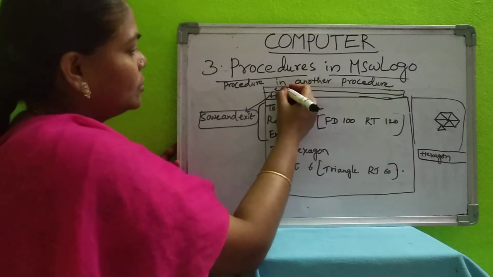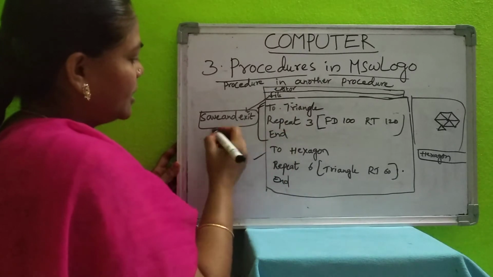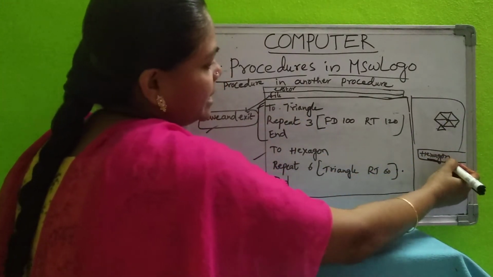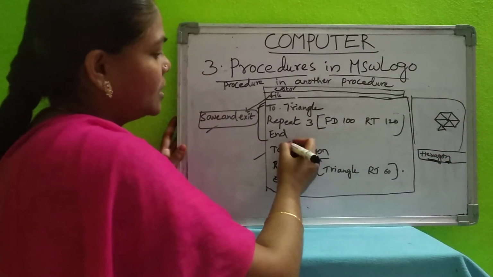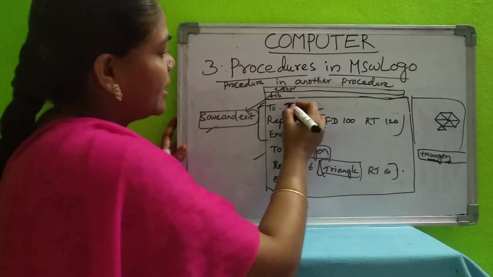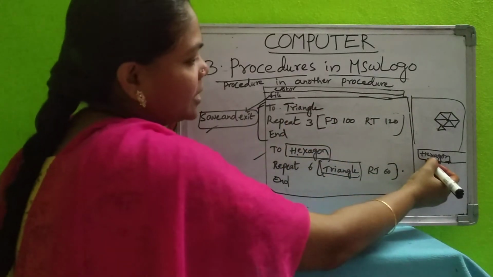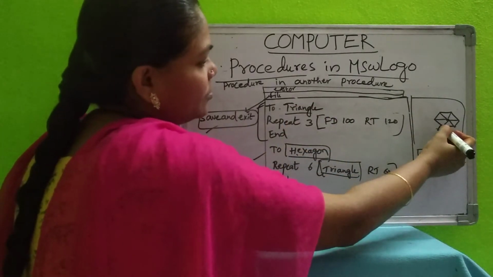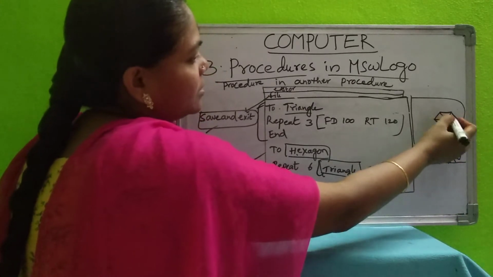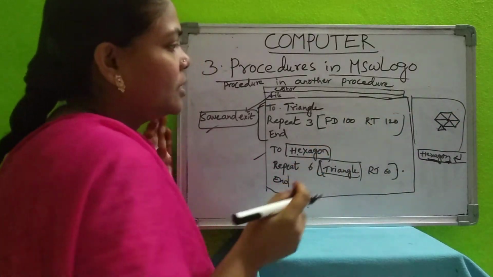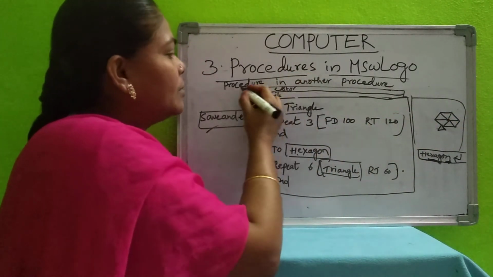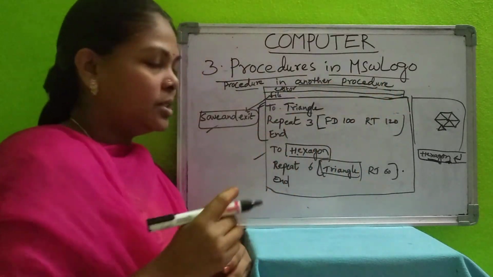What we have to do? Two procedures we should write, and we have to save and exit. And here we have to write the hexagon procedure, because in hexagon we are calling triangle. So you need not write triangle there. Directly write hexagon, and that procedure will be executed. You can press the enter key or execute key. That hexagon with the triangles will be displayed on the main screen. Like that we can call one procedure in another procedure.